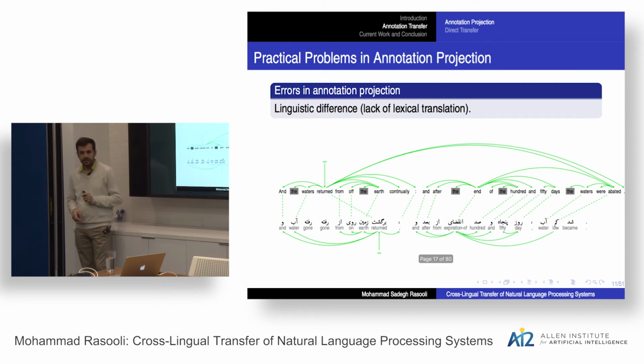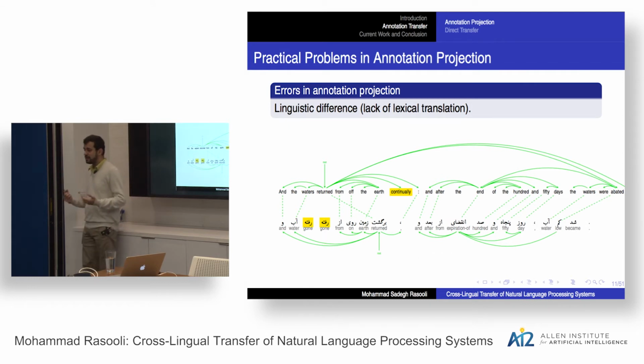The other problem is lack of lexical translation. We can have, like, determiners in English happening very frequently, while we barely have any determiners in the Persian language. So if you think the other way, if you think of Persian as a supervised language projecting to some other languages, Persian doesn't have a determiner, so we can't really project any determiner information from Persian to the other languages.